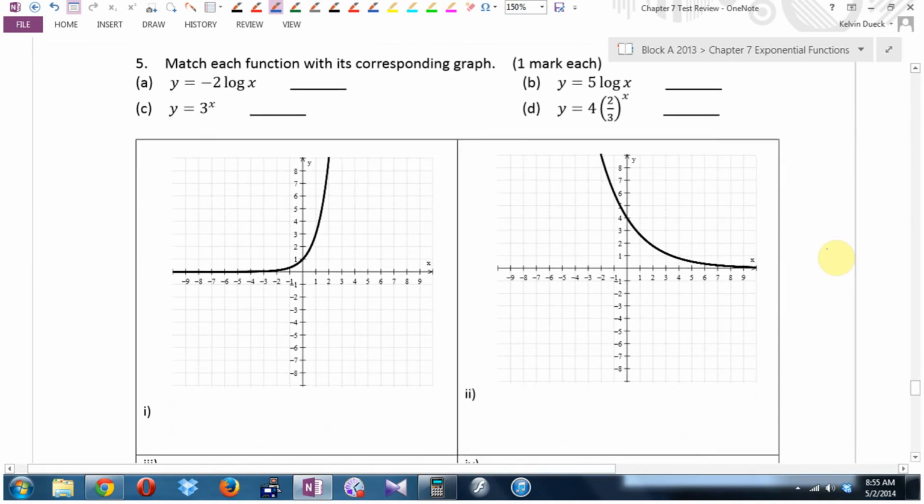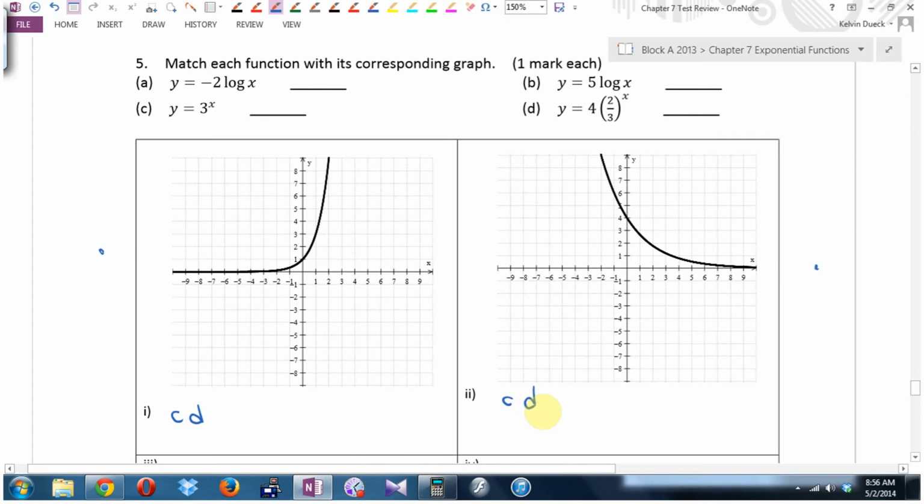Number 5 says, match each function with its corresponding graph. We have some logarithmic, we have some exponentials. Okay? I think these two are the exponentials, aren't they? Because every exponential graph looks like what? So this is either C or D, and this is either C or D.